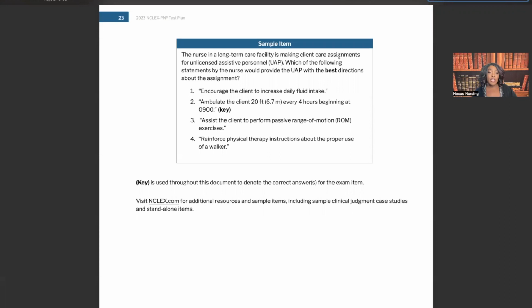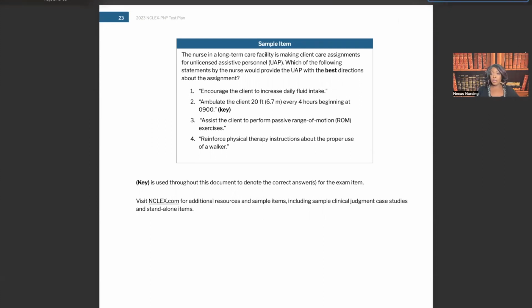The nurse in a long-term care facility is making client care assignments for unlicensed assistive personnel. Which of the following statements by the nurse would provide the UAP with the best directions about the assignment? 1, encourage the client to increase daily fluid intake. 2, ambulate the client 20 feet every 4 hours beginning at 9 a.m. 3, assist the client to perform passive range of motion exercises. Or 4, reinforce physical therapy instructions about the proper use of a walker. And they give you the key. They tell you what the answer is.